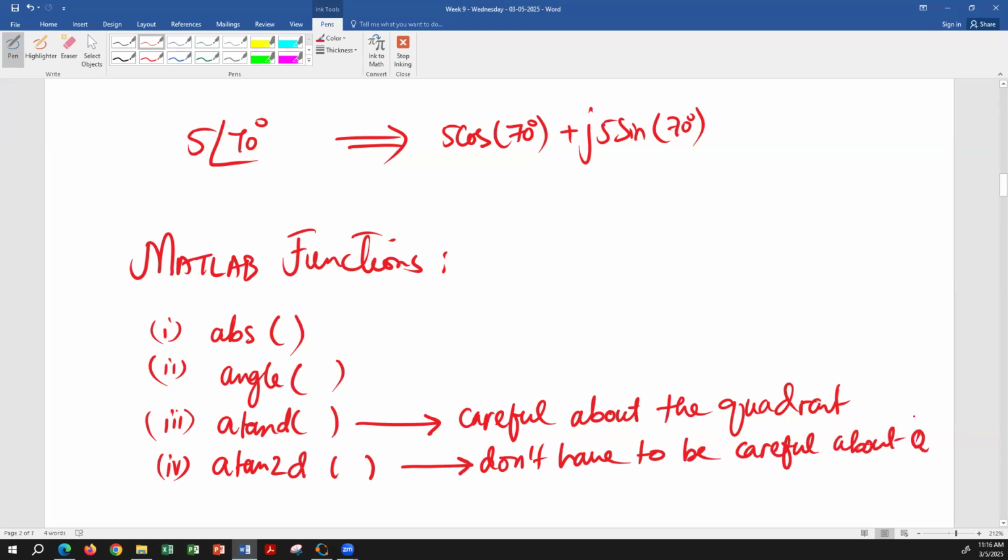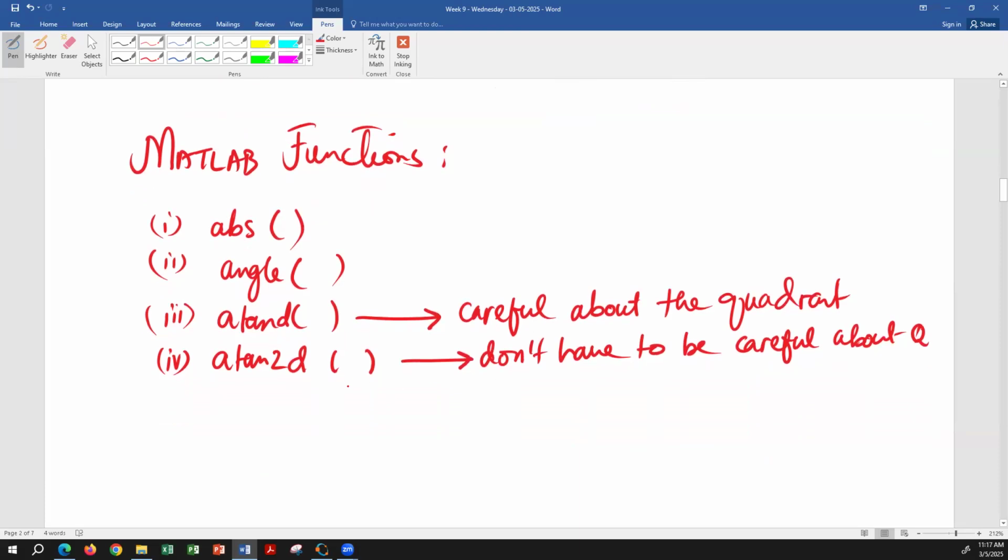But atan2, it takes y comma x. So you put the value of y, if I remember correctly, you can of course check in MATLAB help. You put the value of y and you put the value of x, and then it gives you the angle. And it's going to give you the correct angle based on the sign of y and x. Of course, atand, you're going to do y over x. And that, of course, you have to be careful about the quadrant.